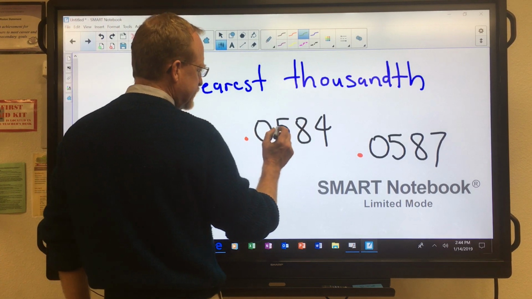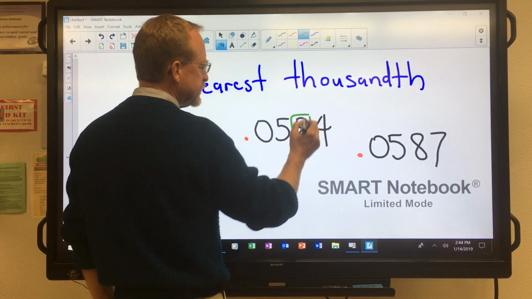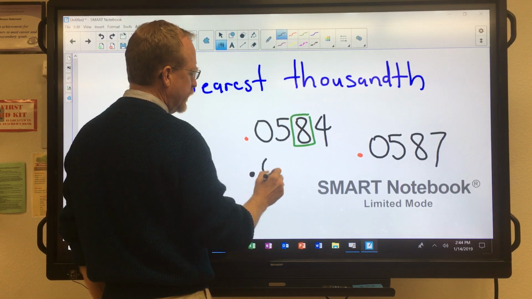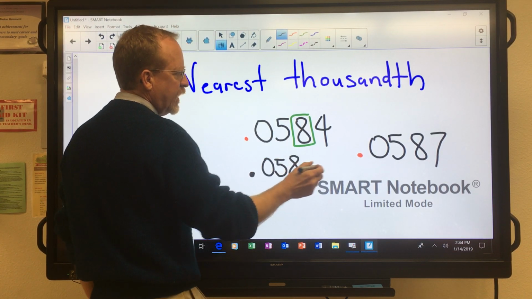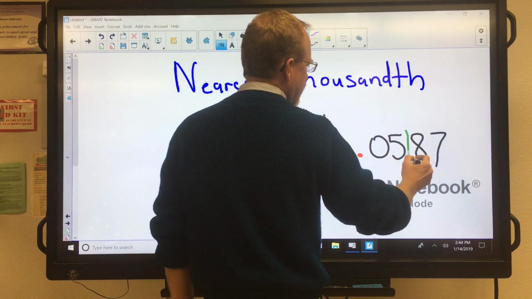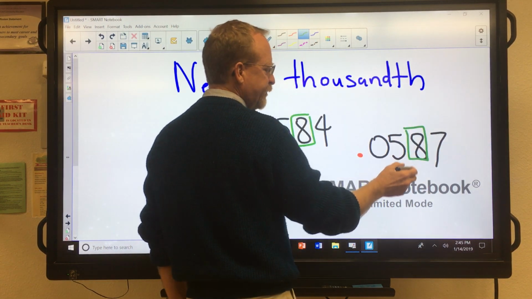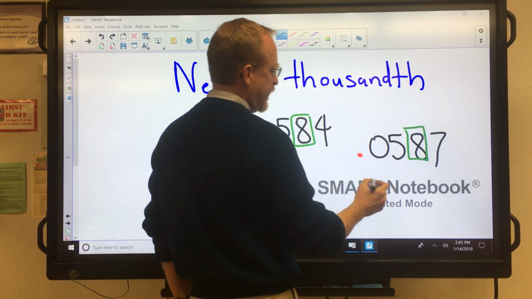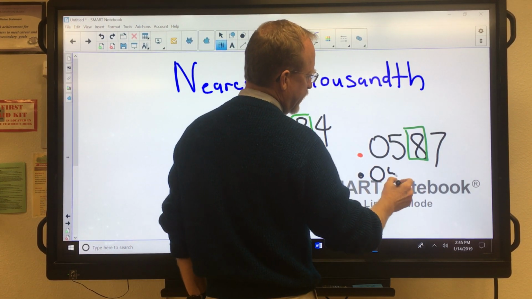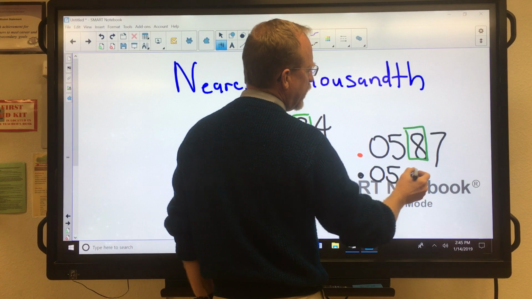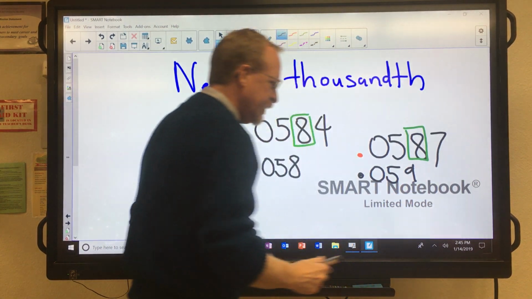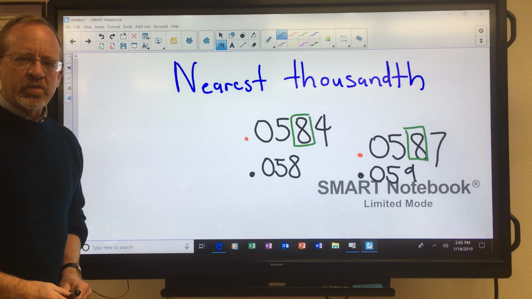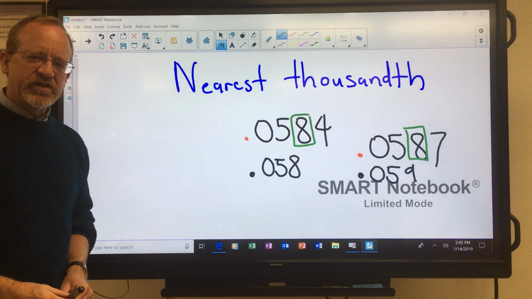So tenths, hundredths, thousandths. I look 1 to the right. Not going to change it. We're going to hold. Rounding to the nearest thousandth, I look 1 to the right. Oh, that's a 7. That's higher than 5, so it gets rounded up 1. Final answer, 0.059. So that's kind of a basic 101 on how to round decimals. So go to work in your text, and good luck.